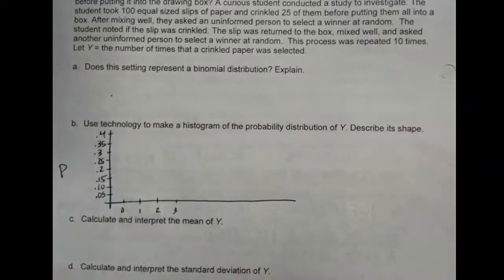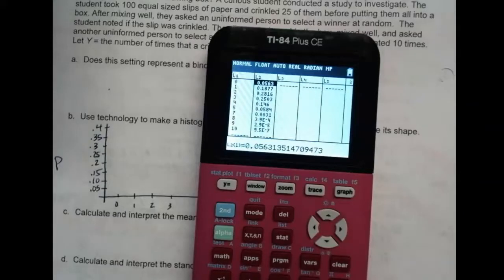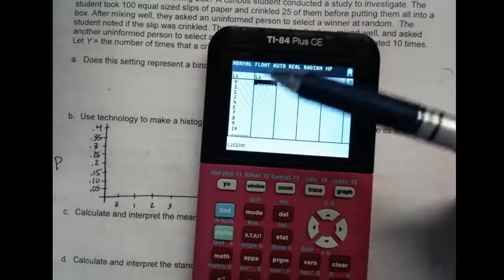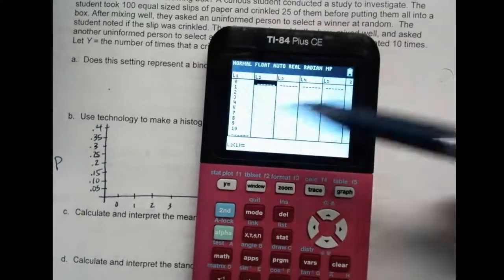You're not going to have anything above 0.4 on this one. So the easier way is to go into Stat, Edit. Now I'll go ahead and delete this out so you can see what happens. I put all of my options in here. I can have 0 papers to 10 slips.